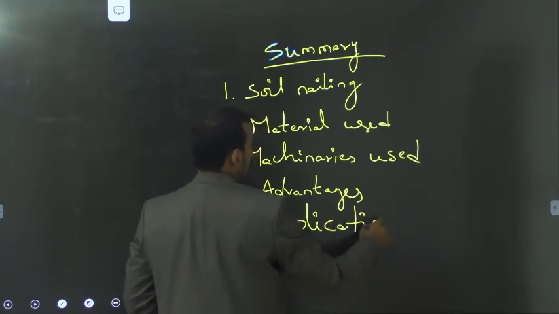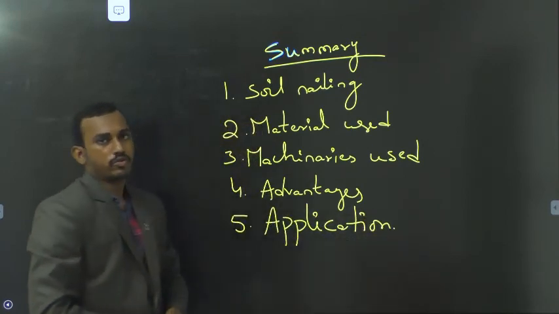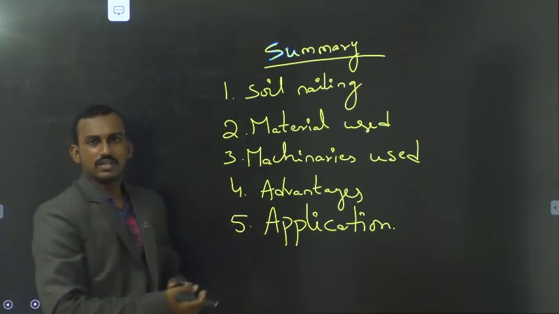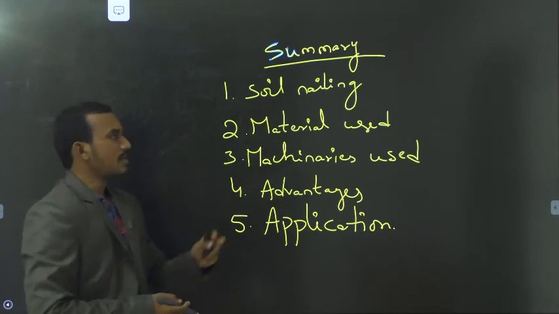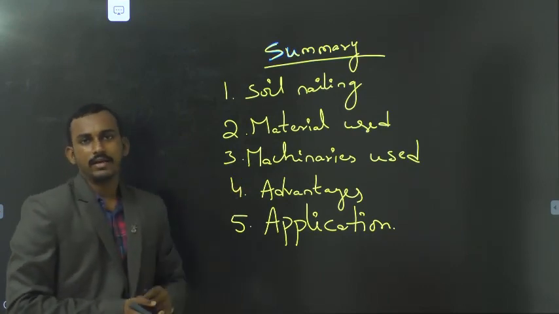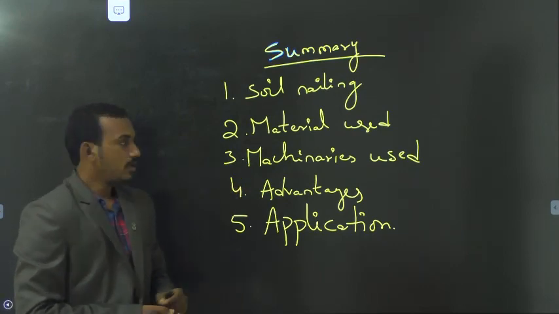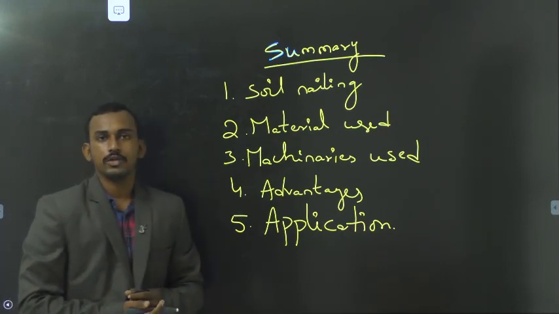So we took only 2 classes to complete the 4th unit. That is because the syllabus is very less, right? So 2 classes are more than enough to complete the 4th unit. If you focus on these 5 topics, you will surely get 1 essay question. Okay. So with this we have completed our 4th unit. Thank you.